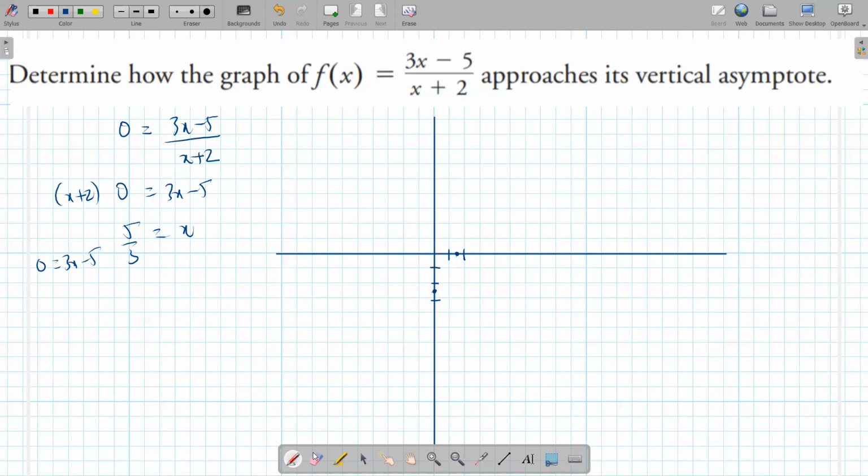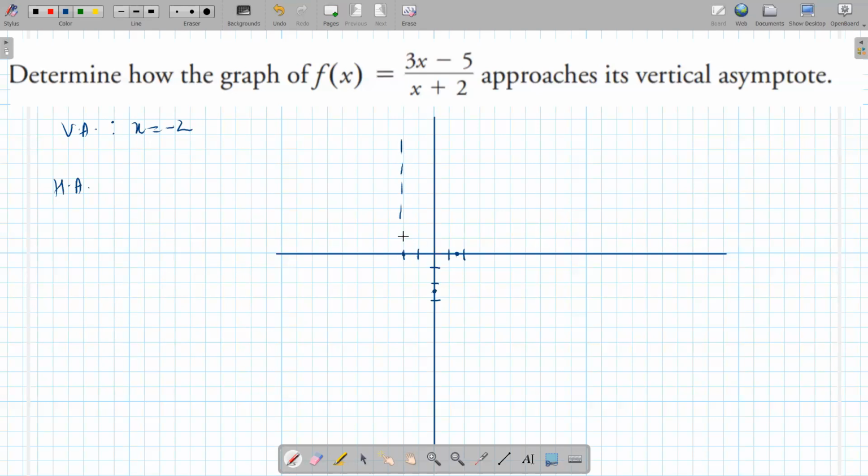So step 1, find the intercepts, the x and y-intercepts. Step 2, you're going to find the vertical and the horizontal asymptotes. Now look at this. The vertical asymptote is when the denominator is 0. So what value of x makes the denominator 0? -2. Exactly. So the vertical asymptote is x equals -2. Right there.